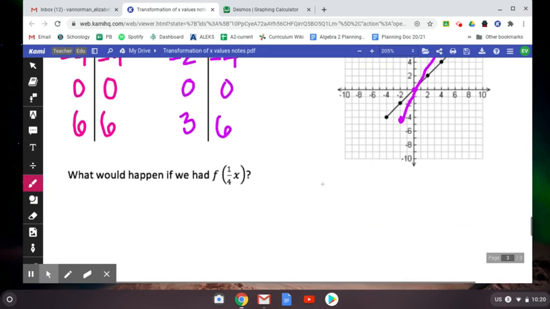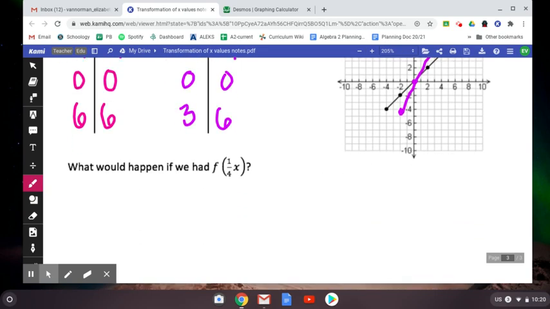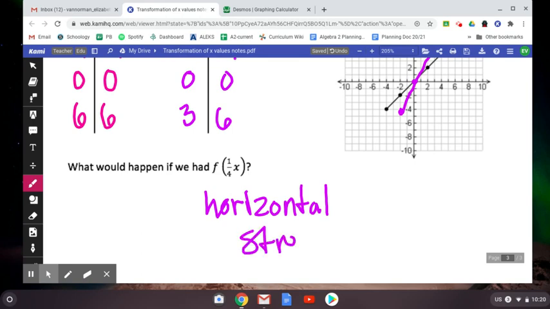So what would happen if we had 1/4 x? Because it's happening on the inside, it's still going to be horizontal. But instead of making it 1/4 the size, it's actually going to do the opposite. It's going to be 4 times the size. So this is going to be a horizontal stretch. Okay? So, just a few things to remember. Everything on the inside affects your x values, and everything on the inside is opposite.